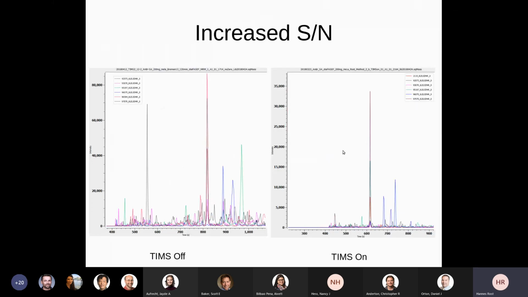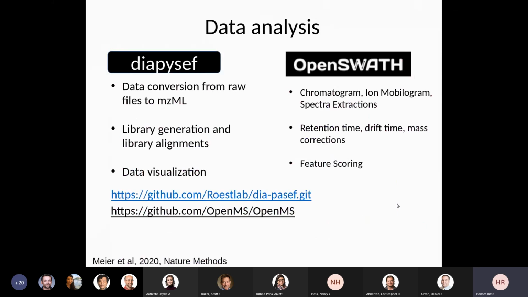So this is an example of an ion chromatogram where we performed the analysis without the ion mobility enabled, and then the same chromatogram. You can even see some of the same interferences here, but much more reduced noise levels, right? So clearly going from here to here substantially decreased the amount of noise that we capture. And finally, we moved on to the data analysis.